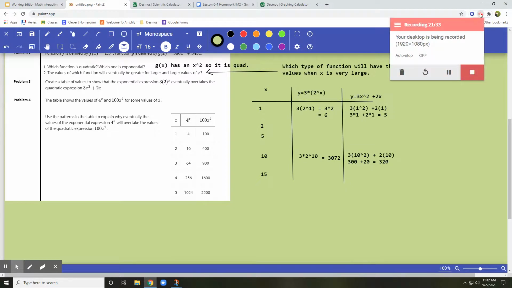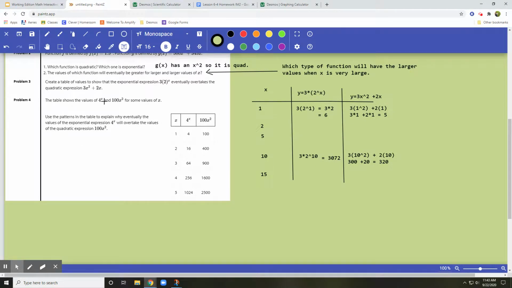All right, in the last 5 minutes, let's look at this one. The table shows the values for our exponential and our quadratic. Use the pattern in the table to explain why the values of the exponential will overtake the values of the quadratic, even though it's times 100, right? Could you fill out the rest of these? Could you fill in values to show that the exponential will eventually overtake the quadratic?